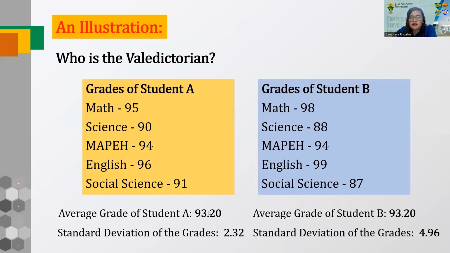Okay, so once we get the standard deviation, the standard deviation of student A is only 2.32, and the standard deviation of the grades of student B is 4.96. So who is the valedictorian? Student A, ma'am. Okay, student A. Again, the smaller the standard deviation, the more reliable the mean is to represent the data. So meaning, we can see that student A is more consistent compared to student B. Student B is very bright in math and English, but very low in science and social science. Well, student A is in the line of 9 in all his grades.